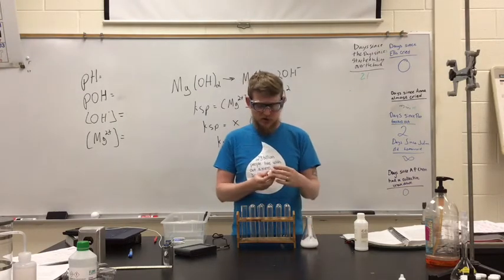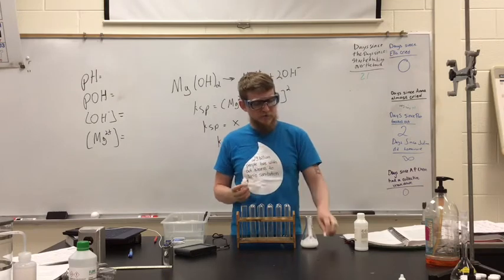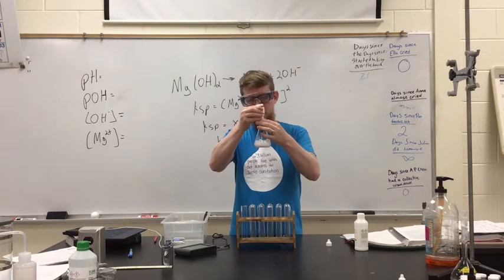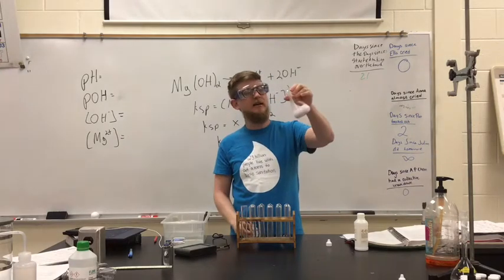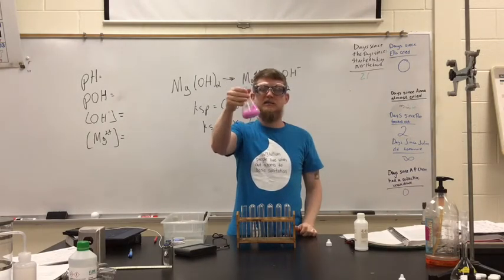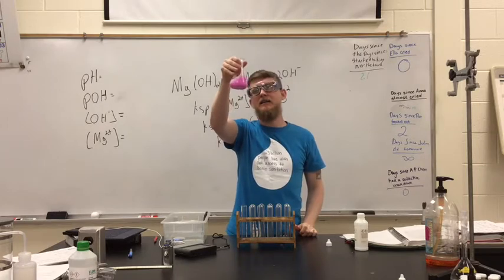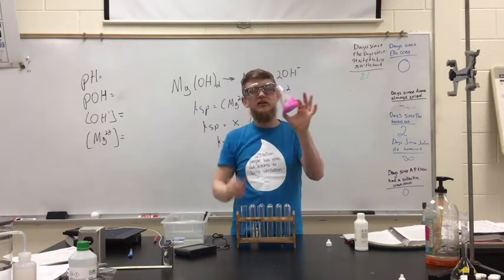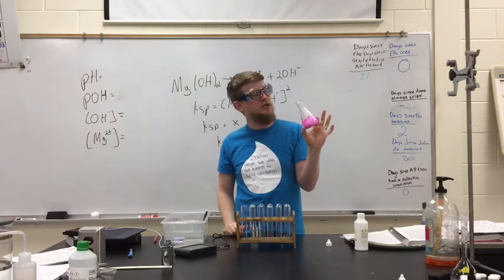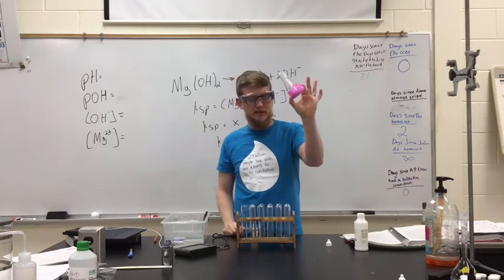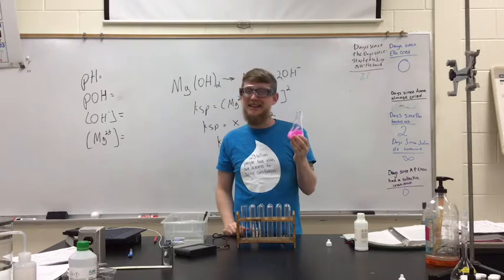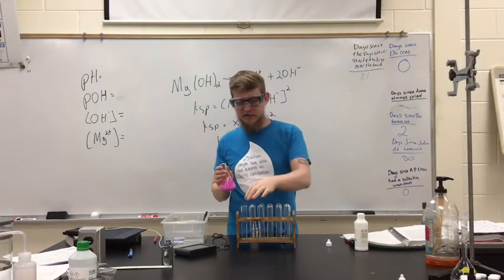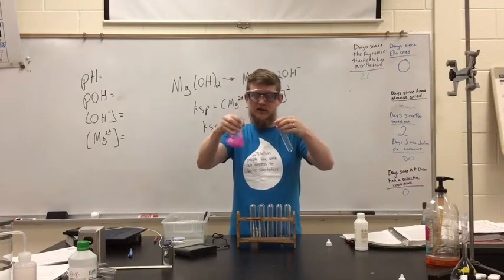All right, the first thing I'm going to show you is what a few drops of phenolphthalein do to magnesium hydroxide. You can see it turns a nice bright pink color like that. That's showing you that there are some hydroxides in solution here, right? Even though it doesn't appear to be soluble, it is a little bit because we can see the hydroxides right here.